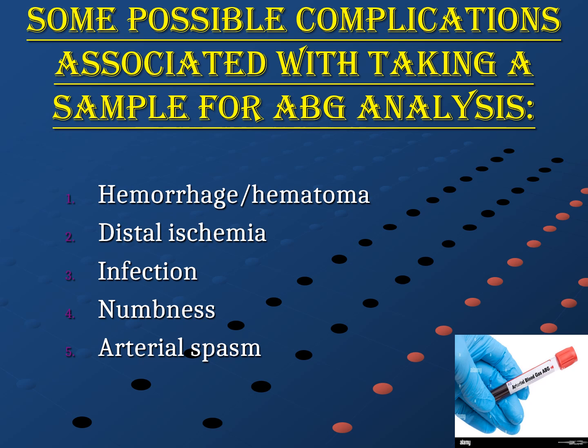These complications can be minimized by using proper technique and sterile equipment, applying pressure to the puncture site after sampling, monitoring the patient for signs of complications, using alternative sampling sites if necessary, providing clear instructions and follow-up care to the patient. It's essential to be aware of these potential complications and take steps to prevent them to ensure a safe and successful ABG analysis.